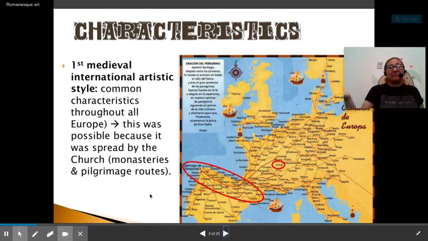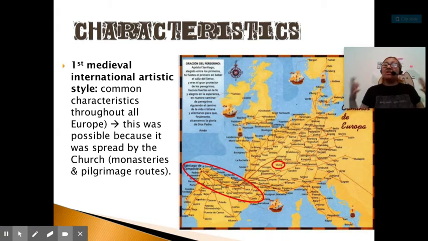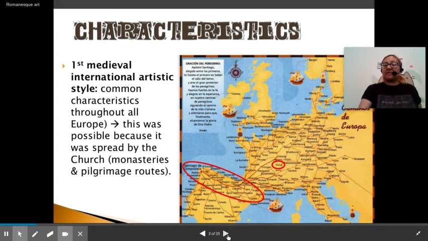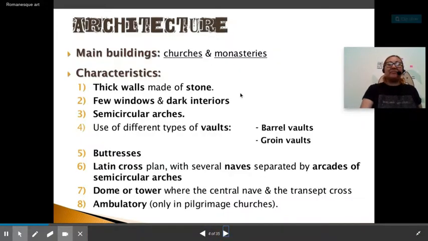Okay, so it was the first medieval international artistic style, with common characteristics throughout all of Europe. This was possible because it was spread by the churches, by the monasteries and the pilgrimage routes. The churches were the ones spreading this because they were going around to different places, kind of like missionaries.